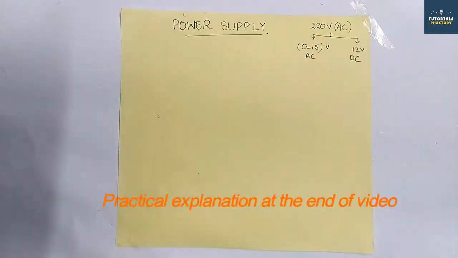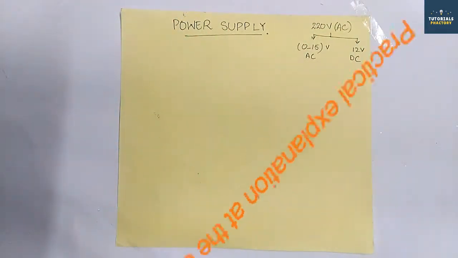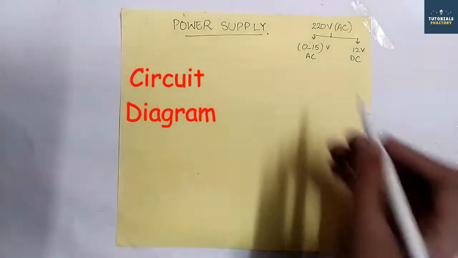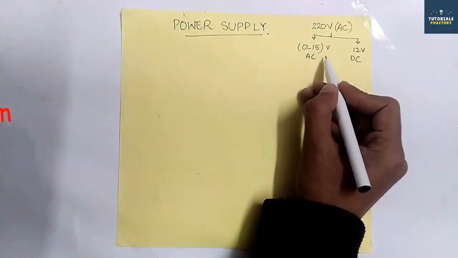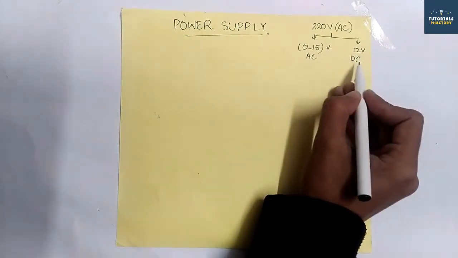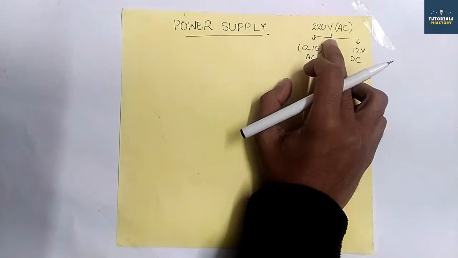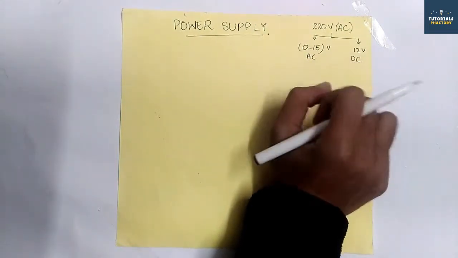Hello guys, welcome to any tutorials, and today I'm gonna show you how you can make a power supply that converts 220 volt AC to 0 to 15 volt AC variable and 12 volt DC stable. So I'm gonna transform this 220 volt AC both into AC and DC.